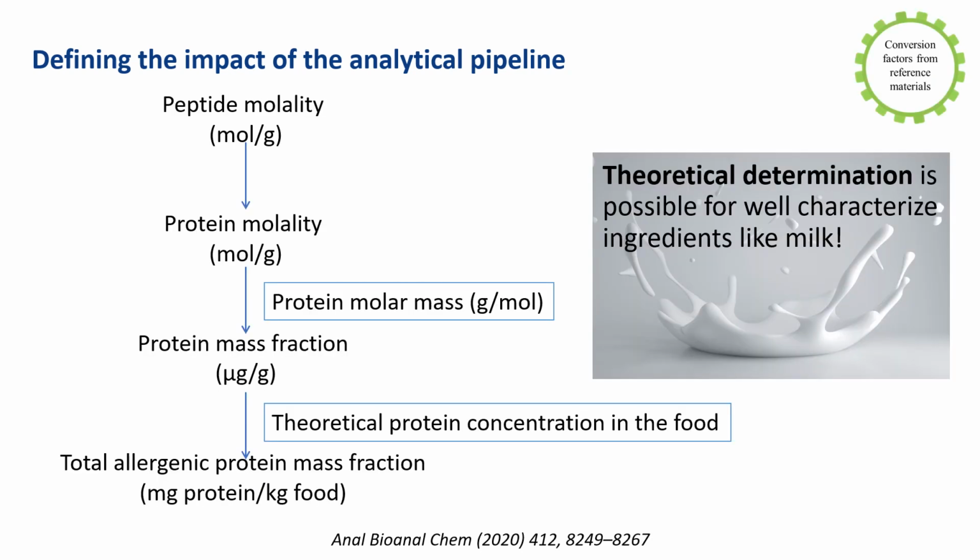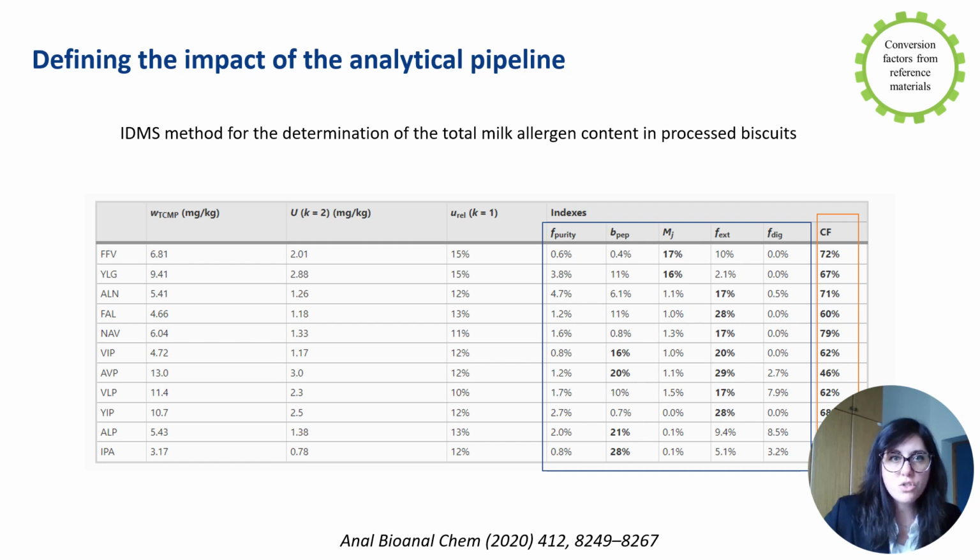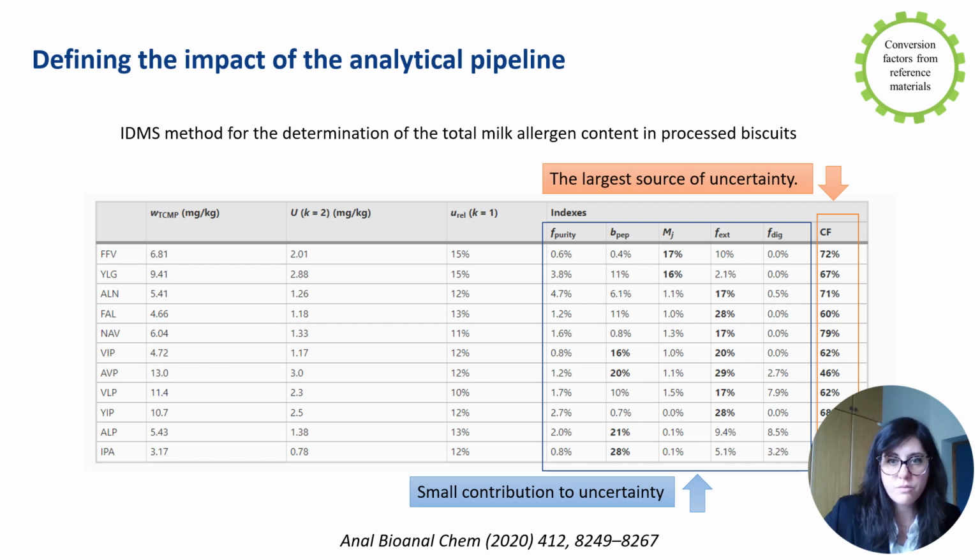So isotopic dilution mass spectrometry can quantify accurately the peptides. We then need conversion factors to report the value as total allergenic protein mass fraction. With well-characterized food ingredients, a theoretical approach can be adopted, where we take into consideration the protein molar mass and the theoretical protein concentration in the food, including the natural variation of protein expression in the food ingredient. This can be achieved with matrices like milk or even egg white. Following this approach, the largest contributor to the expanded uncertainty of the measurement is the conversion factor.